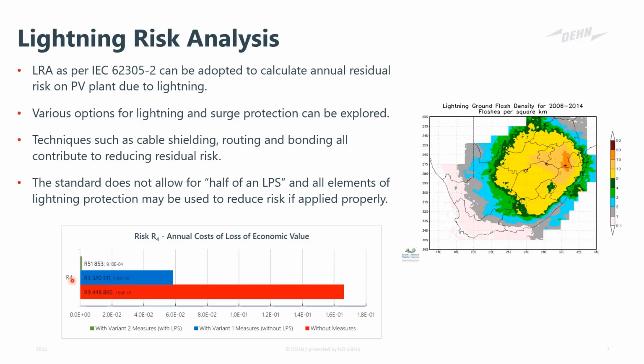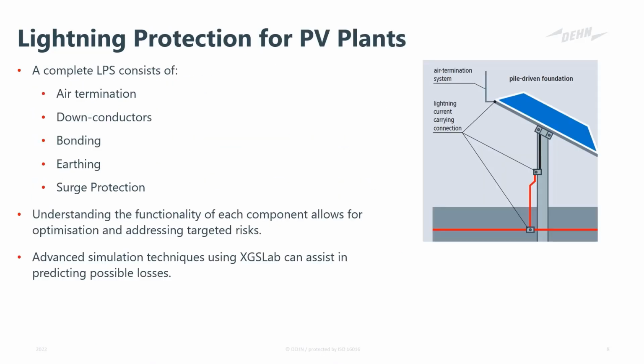And then lastly, if you install a fully compliant lightning protection system with all the surge protection, all the earthing as per the requirements, and you install air termination rods, the risk was reduced to around 50,000 Rand per annum. So it had a very big impact on the residual risk that they were expecting per annum. Now, talking about a fully compliant lightning protection system, this is just an overview of what such a lightning protection system consists of for a PV project.